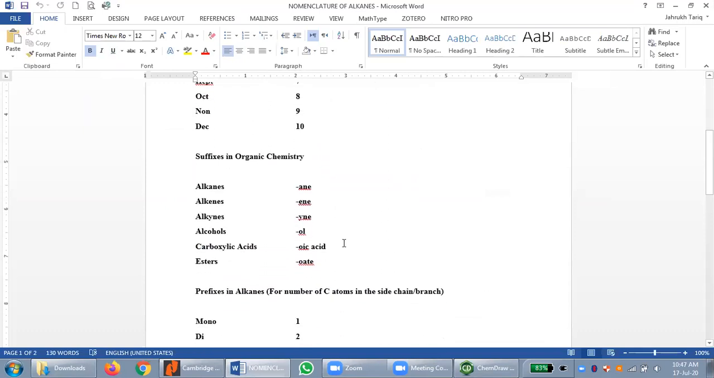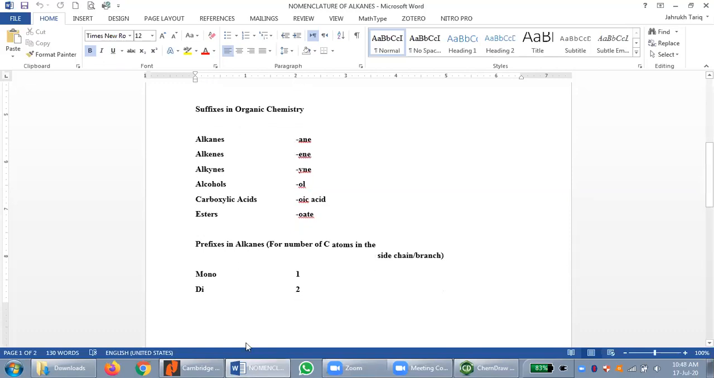So far, if you don't get the impression of this thing that you're supposed to memorize it as soon as possible, please take the impression, go ahead, memorize them if possible, cram them for their names so that you can get started quickly on this. Okay? The suffixes for alkanes is ane, alkenes is ene, alkynes is yne, alcohols are ol at the end of the name, carboxylic acid oic acid, and esters oate.